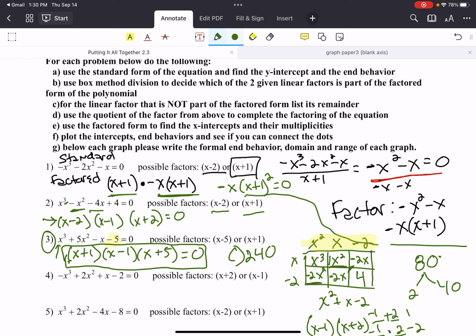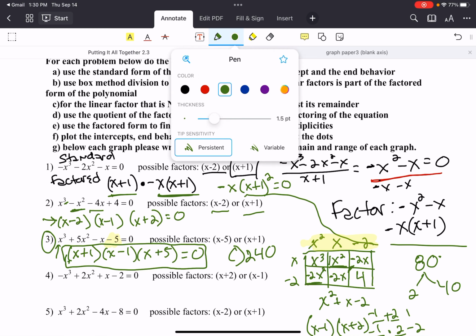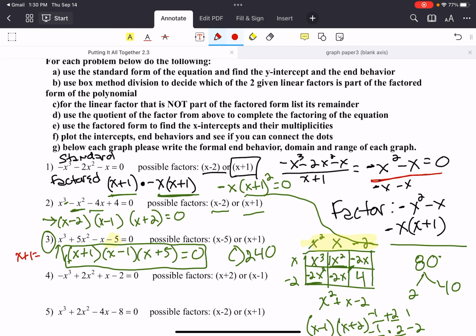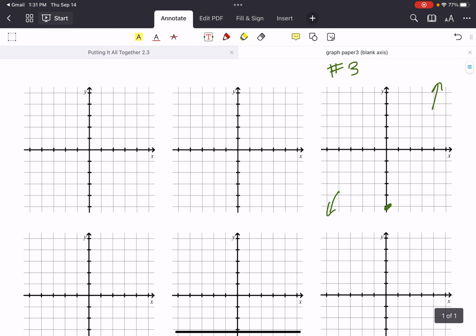Where's this first x-intercept going to be? Remember, you have to set it equal to 0. So x plus 1 equals 0, right? It's at -1, right? Then what's this next one? Positive 1. And what's the last one? Negative 5. Okay, so then I'll come over here and I'll plot those.